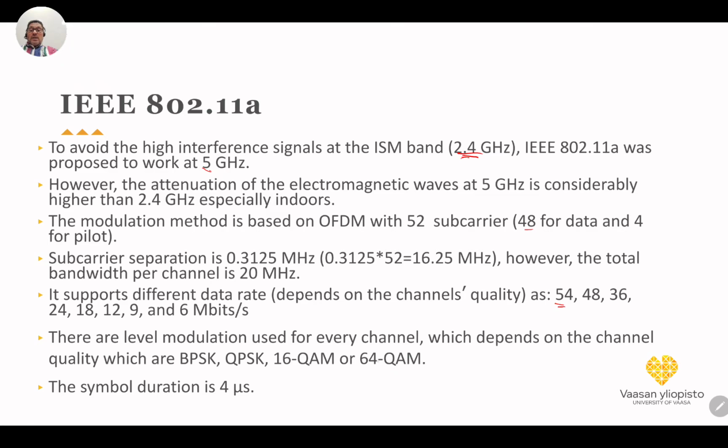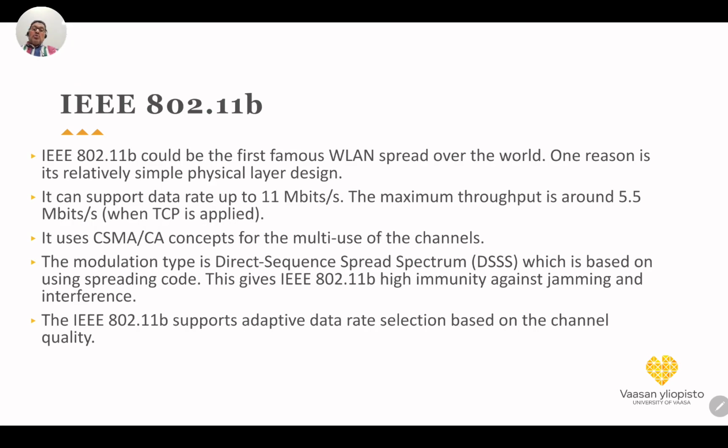The modulations differ depending on the channel quality, from binary phase shift keying up to 64 QAM. Then we have 802.11b, which uses the 2.4 gigahertz band, and the data rate supports up to 11 megabits per second. However, the maximum throughput is 5.5 megabits per second. It also uses carrier sense multiple access with collision avoidance, and it is not OFDM based, but direct sequence spread spectrum based. It also supports adaptive data rate based on the channel quality.